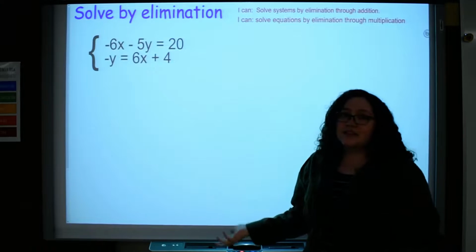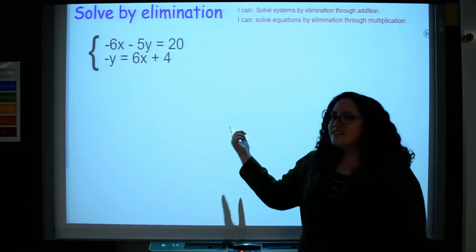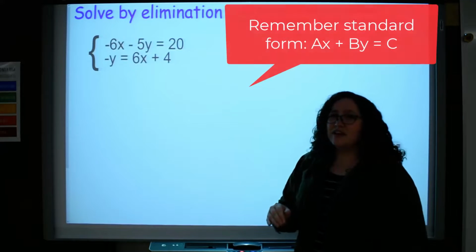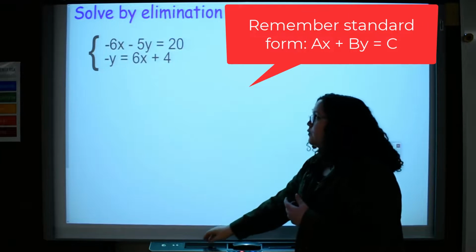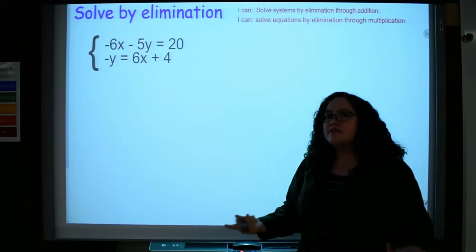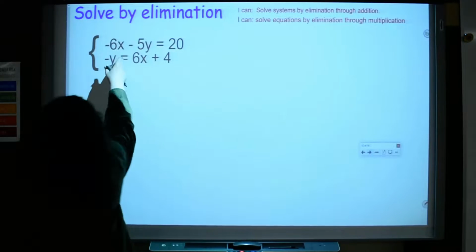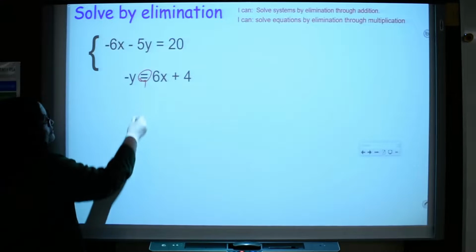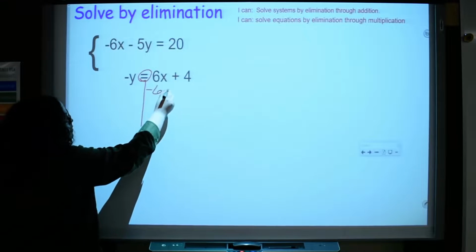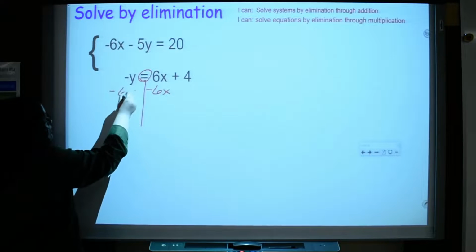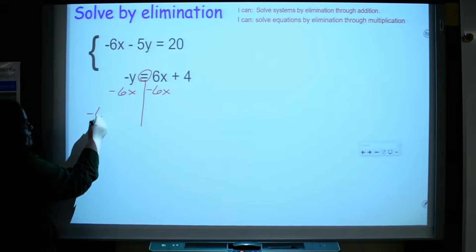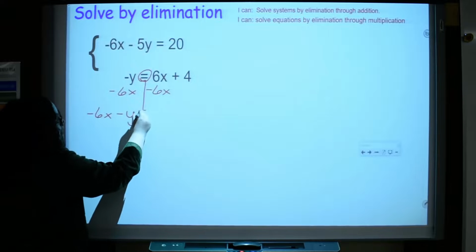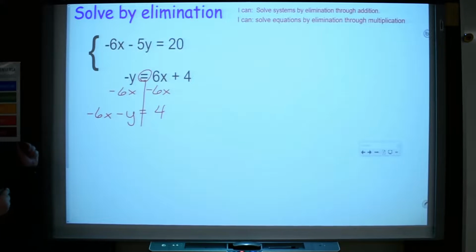Well, I guess that leaves us with elimination. But these aren't in standard form, or at least the second one's not. The first one's okay. So how can we change the second one to make it in standard form? Well, for standard form, the x has to be on the other side, so let's start with moving it over there. Minus 6x here, minus 6x over here. Now I've got a negative 6x minus y equal to a positive 4. Now that is standard form. I can work with that.